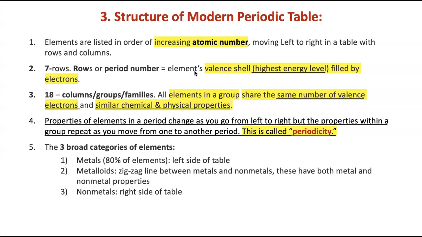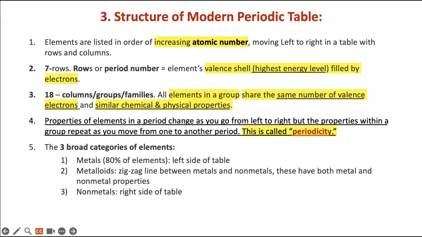Number four, properties of elements in a period change as you go from left to right, but properties within a group repeat as you move from one period to another. This is called periodicity. So the repeating properties are found within a group or a column within a periodic table. And finally, there are three broad categories of elements. I will show you that in the next slide.